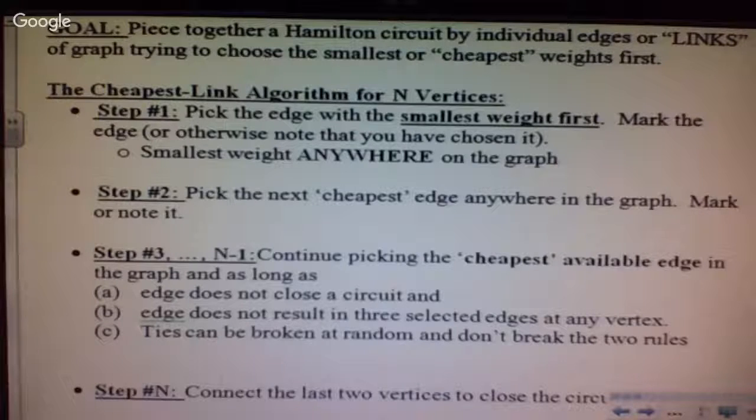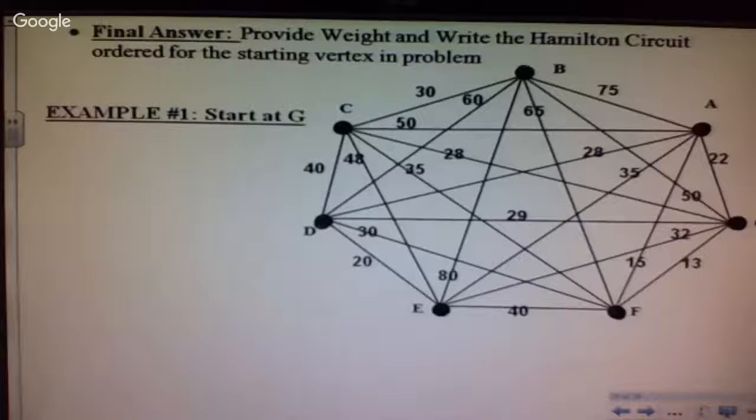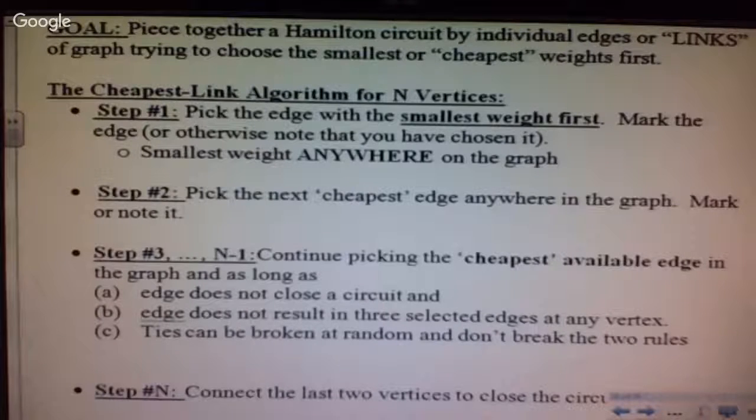Step one says pick the edge with the smallest weight first. So we're going to go to this graph. Y'all just looked at this and were like, what? Find me the smallest number on this graph. 13. Not bad. 13 is the smallest number on this graph. So that's step one. Find me the smallest number possible. All right, I'm going to switch back.